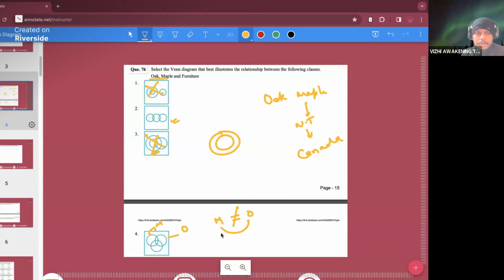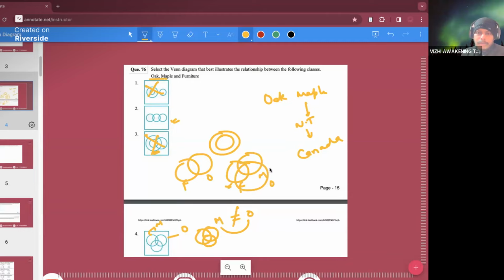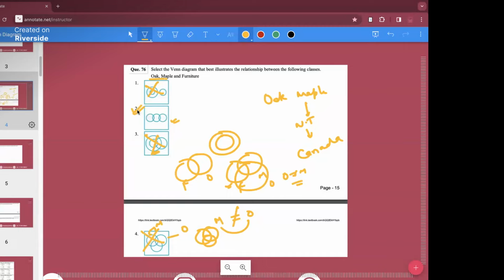But over here, there is a relationship between all three of them. As far as furniture and oak are concerned, let's say it is F and O. Let's say it is F, furniture, and maple, we are good to go, but we cannot say furniture, maple, and oak, because there is no relationship between O and M. Right, guys? Did we get a breakthrough? So with this logic, we'll check out this option as well and go ahead with option number two. Anybody any doubt, guys? Yes. Shall we move? Yes, sir.